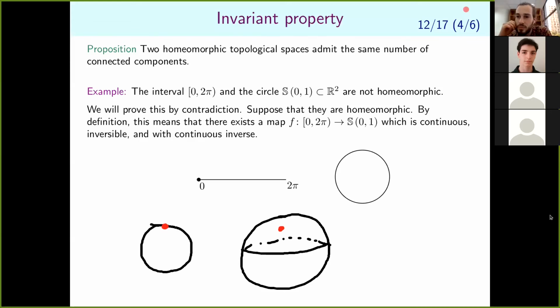Maybe if you remove another point. Yeah, I can do that. You can actually remove two points. And I obtain a topological space that has two connected components, and here only one. So yeah, this works. Let me find an example where this does not work.